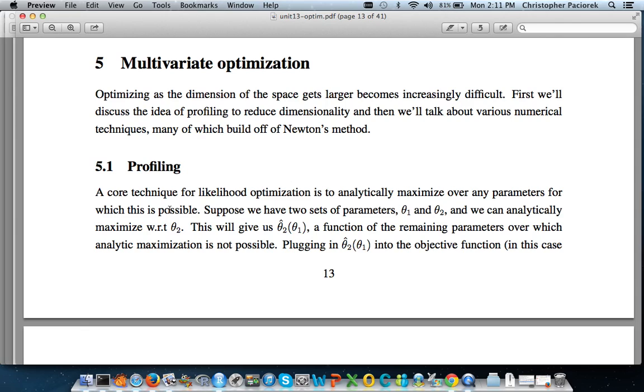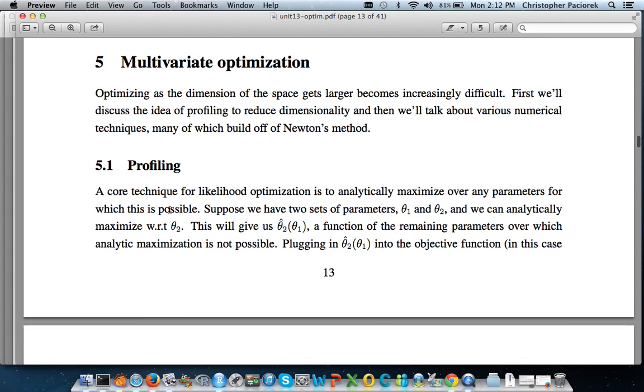Okay, so we're going to switch over to multivariate optimization, which is of course usually the real problem that we need to solve. And so what we'll see today and on Wednesday is some of the connections between different names that different kinds of multivariate optimization go by. And we'll see that a lot of them are very closely related, and a lot of them are very closely related to doing Newton-Raphson, or Newton's method.